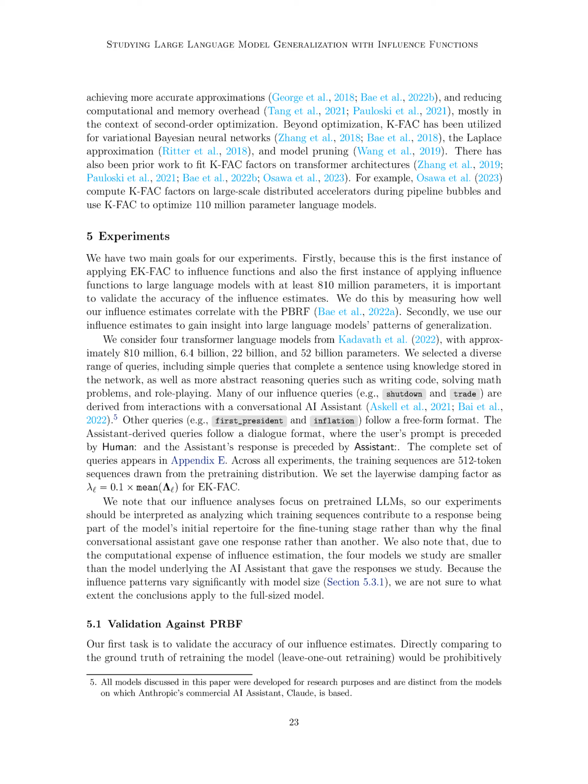Section summary. In our experiments, we aim to validate the accuracy of influence estimates by measuring their correlation with the PRBF. Additionally, we use these estimates to gain insights into the generalization patterns of large language models. We conduct experiments on 4 transformer language models with varying parameters and diverse queries, including completing sentences, solving math problems, and role-playing. However, it's important to note that our analyses focus on pre-trained models and not the final responses of the conversational assistant. Section 5.1 Validation against PRBF.